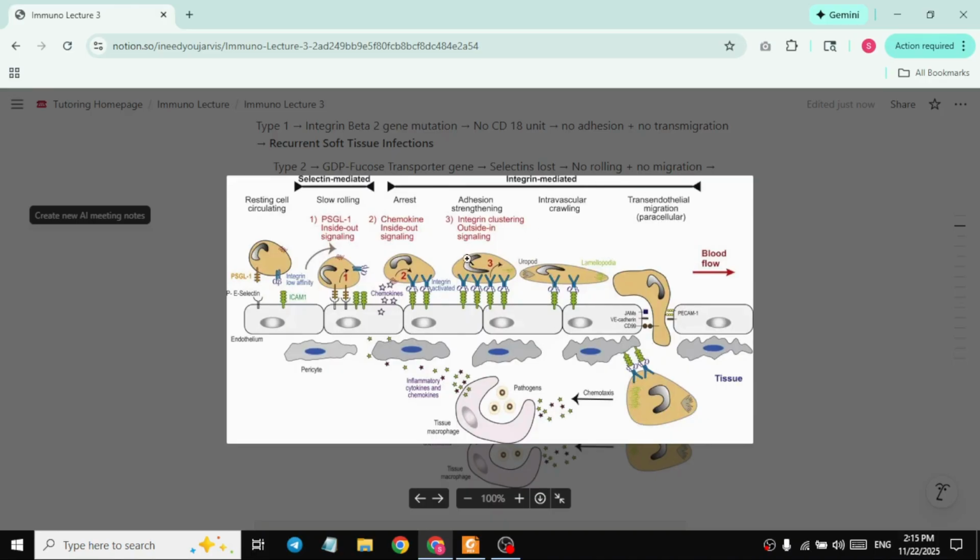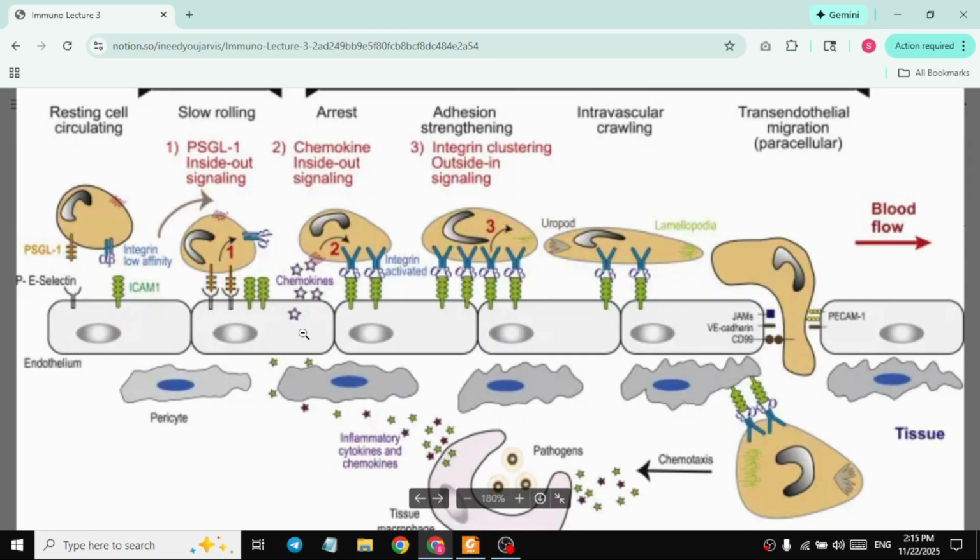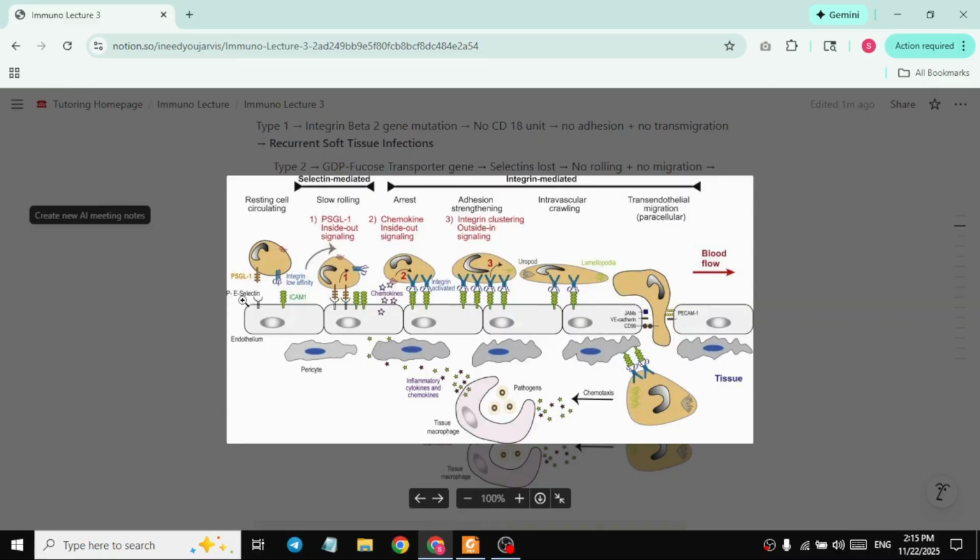So if you can just remember, where are selectins seen? In the rolling phase, right? There's a slow rolling, there's a fast rolling, and then a slow rolling. In the slow rolling phase, you only see the selectins. Now you see there's two types of selectins, the P-selectin and the E-selectin.